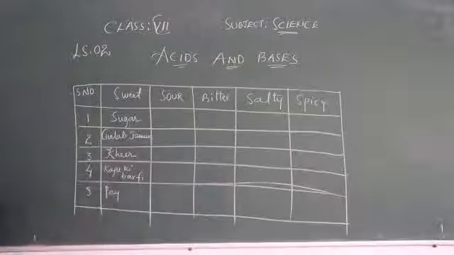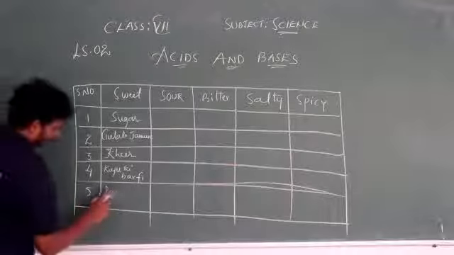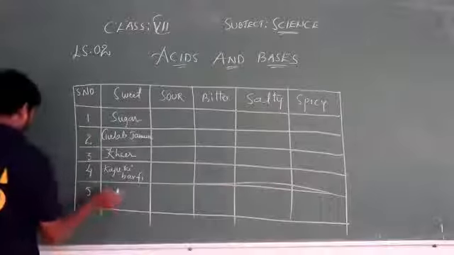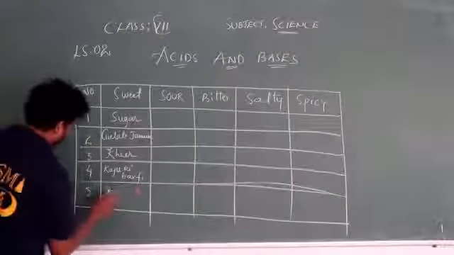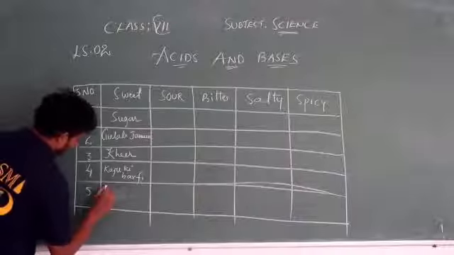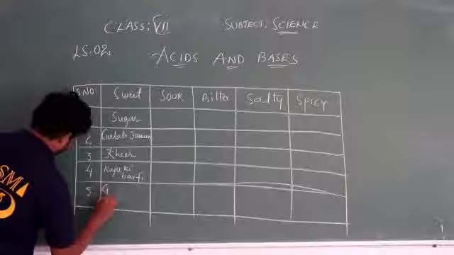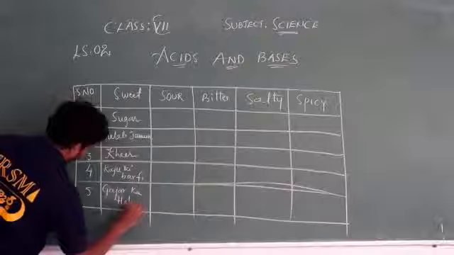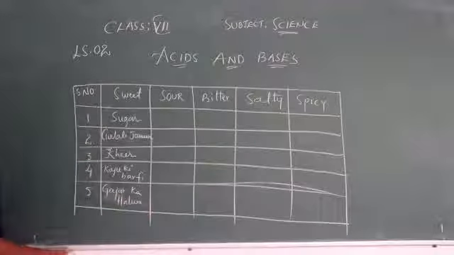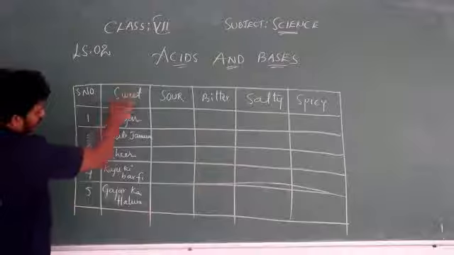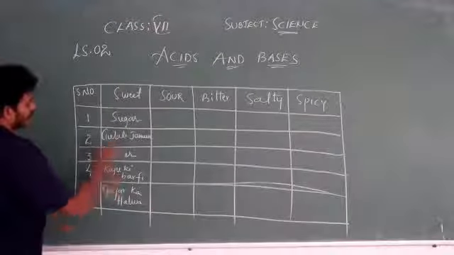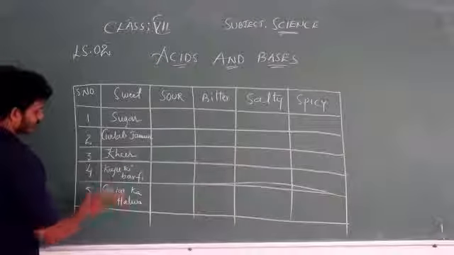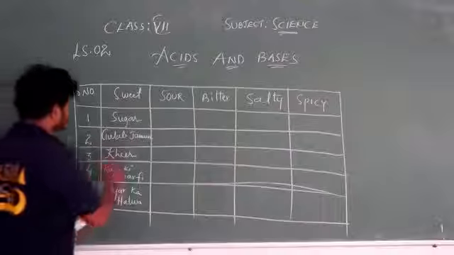Kheer, that only. So instead of going for that, another one is gajar ka halwa. Simply you can go for halwa also. So let's see the list of the sweets: sugar, gulab jamun, kheer, kaju ki barfi, and also gajar ka halwa. These are some of the sweets.